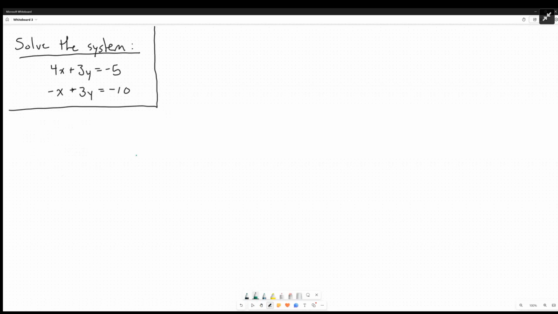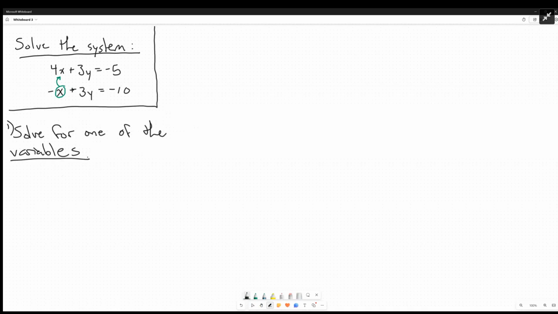What we're going to do is pick a variable. In this case, let's just say x. We're going to pick a variable and solve for it, and then plug whatever we get into the other equation. So the first step is to solve for one of the variables. That's step one.